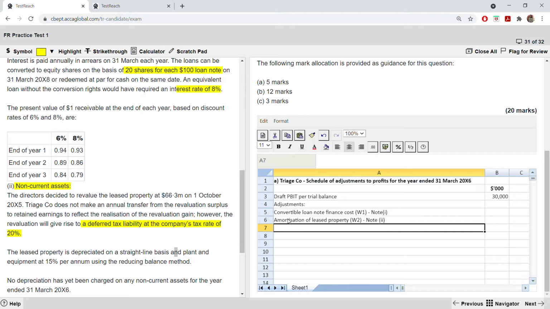Depreciation of plant and equipment. Because we have plant and equipment, we'll have a depreciation also. So depreciation of plant and equipment, same working. It is in the same working. For note 2 the working sign is working 2, so here also it's working 2.